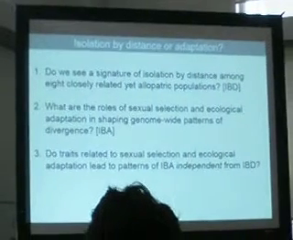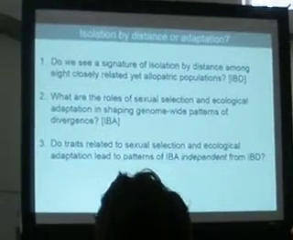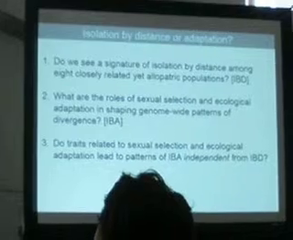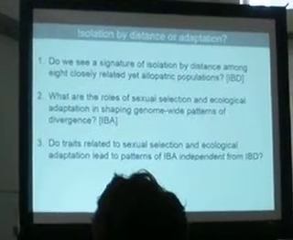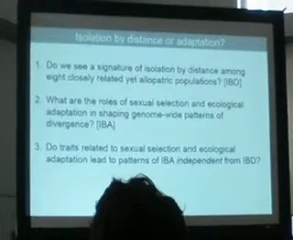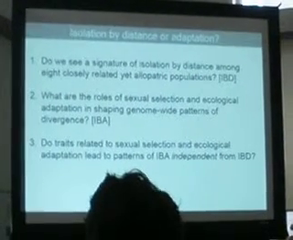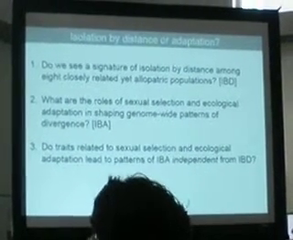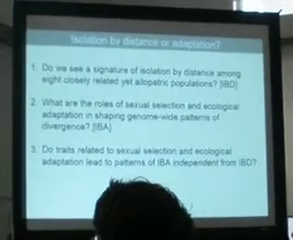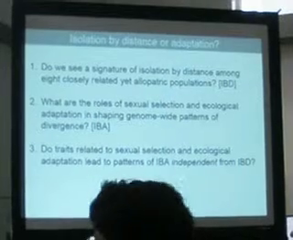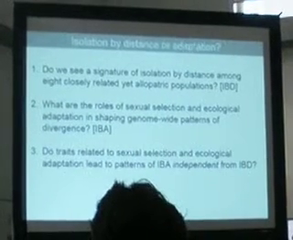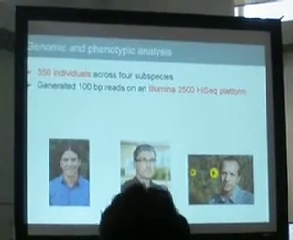So in essence, we asked 3 questions. First, do we see a signature of isolation by distance? Next, do we see a pattern of isolation by adaptation? Do those traits that we know are underlain by divergent sexual selection play a role in the buildup of genome-wide divergence? And then can we look at these 2 models side by side to better understand whether it's geographic distance or whether there's something about adaptation that's explaining patterns of genome-wide divergence?